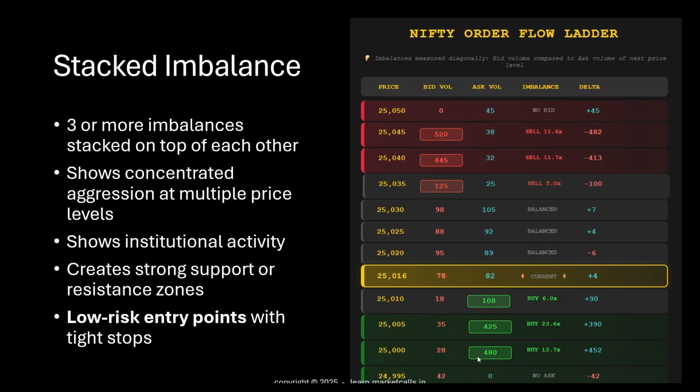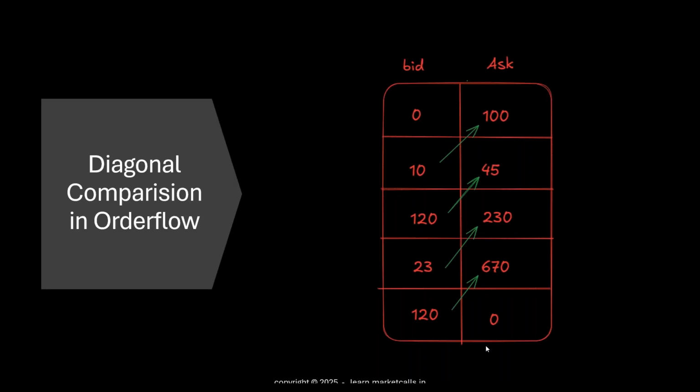Where you can find the imbalance multiples on the other side, 480, 425, and 108 are comparatively showing a clear imbalance, right? So you can clearly say that the imbalances are pretty big. Compared to the sell side, the buy side is having more imbalance. At least it should have 5 times imbalance over here.